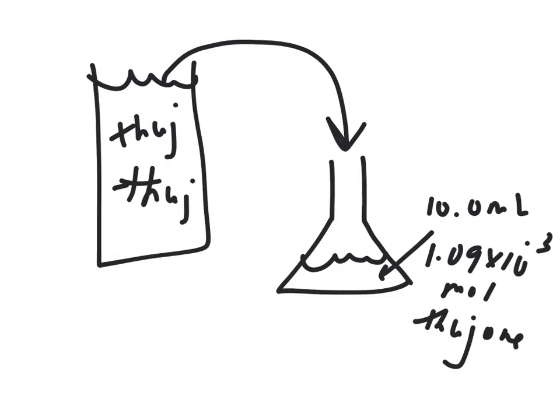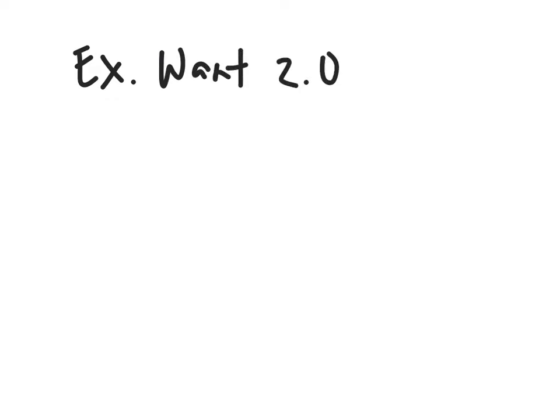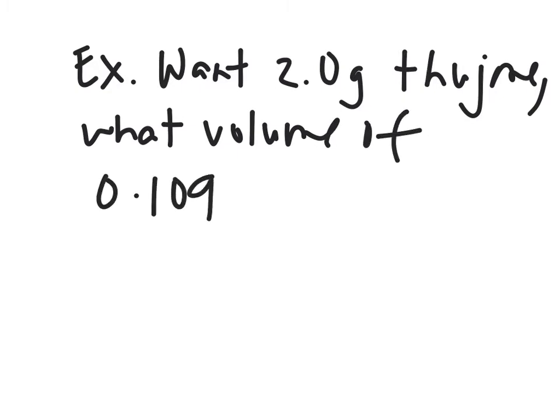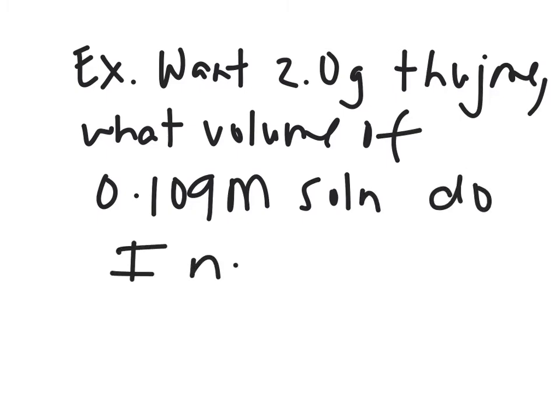So let's do another example. Let's say in this example, I want 2 grams of thujone molecules. That's what I'm trying to isolate from my solution that I've made. So I want to know, if I want 2 grams of thujone molecules, what volume of our 0.109 molar solution do I need to get those 2 grams of molecules?